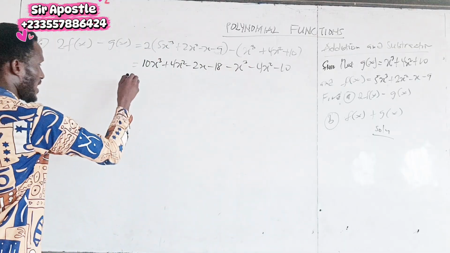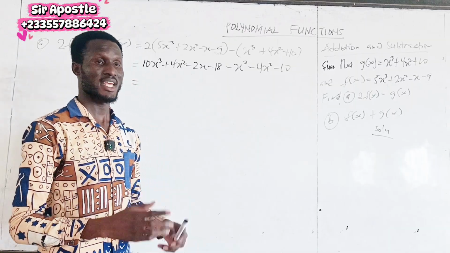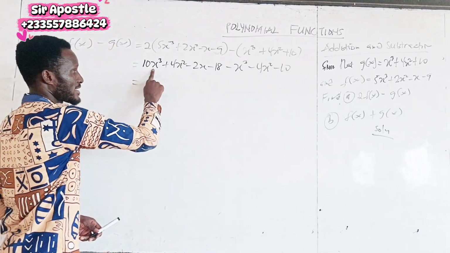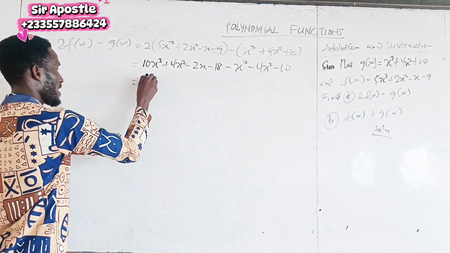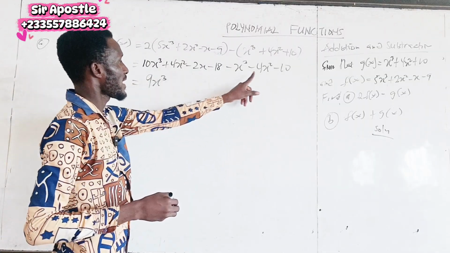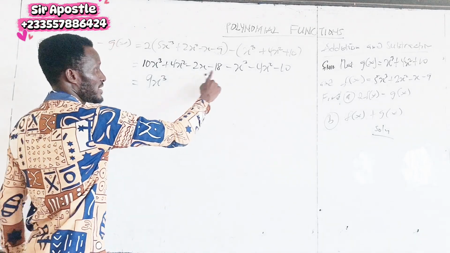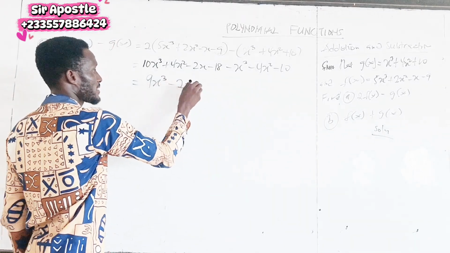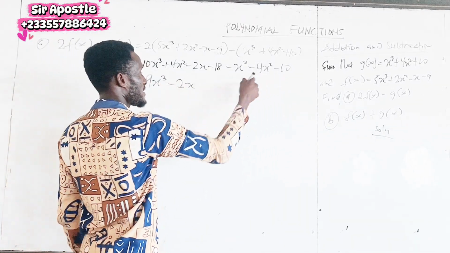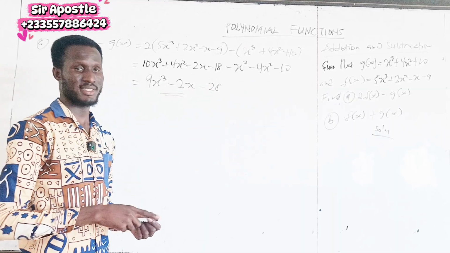Now with this one, how are you going to add? You add the ones with the same degree or the same exponent. So I have 10x cubed minus x cubed, which will give me 9x cubed. And then I have 4x squared and then minus 4x squared, which will give us 0. Now we don't have any x, we have only minus 2x. Now minus 18 minus 10 will give us minus 28. Now that is it. It is so simple.